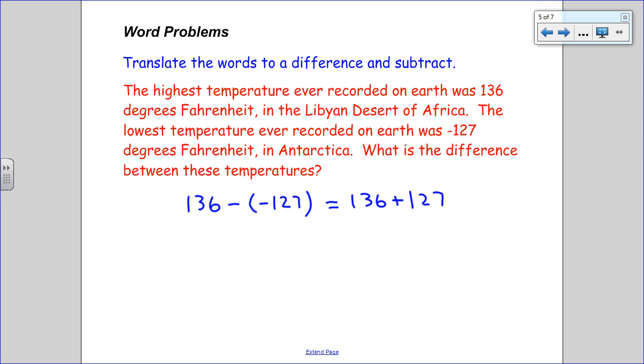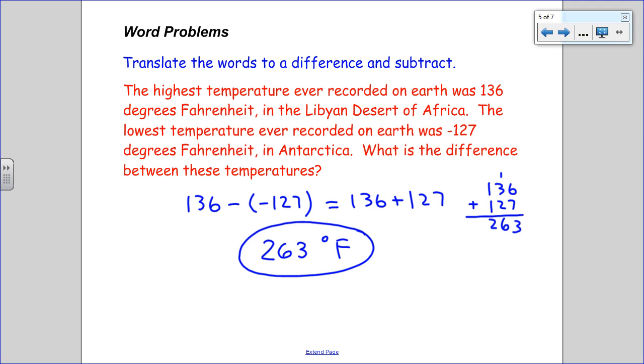If you remember our first example, we see that this method of subtracting using addition of the opposite actually leads to the same kind of result that we got when we were subtracting the elevations of Mount McKinley and Death Valley. We actually ended up adding the absolute values of those two numbers, and we see that that's exactly what's happening here as well. We're adding the absolute value of 136 to the absolute value of negative 127. Once we've done that addition, we can see that the difference between these temperatures was 263 degrees Fahrenheit.